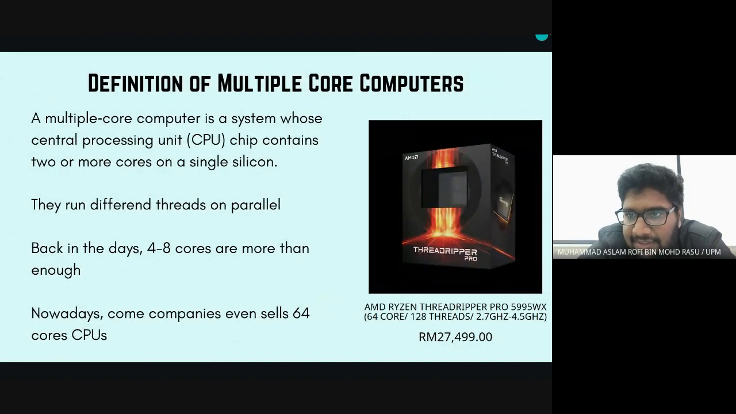I will tell you about the definition of multiple core computers. So what exactly is this about? If you take a look at history, we started with a single core computer. The first computer was actually a Turing computer, back in World War II, but regardless, it all started with a single CPU.